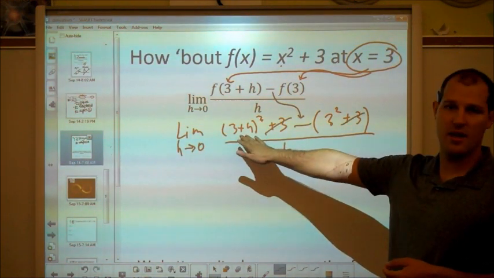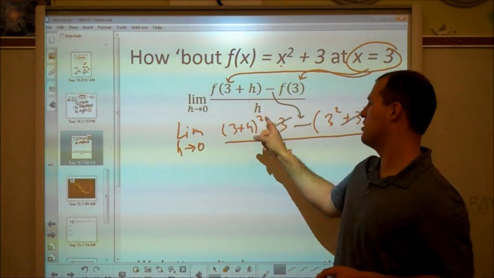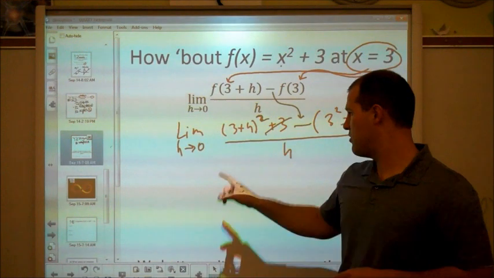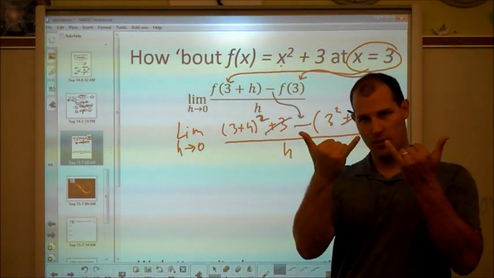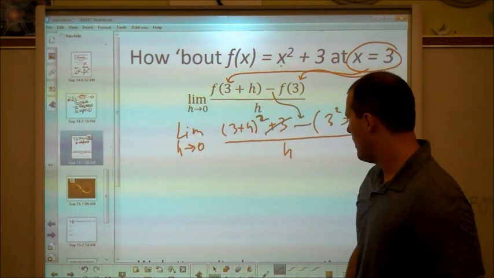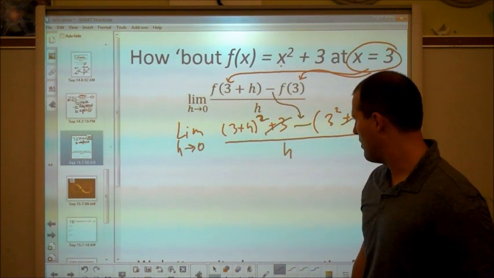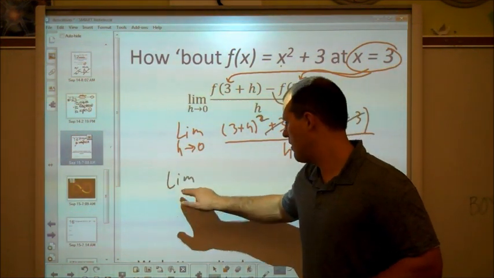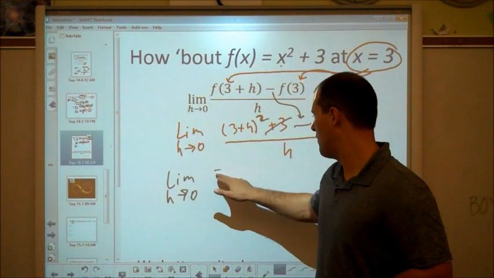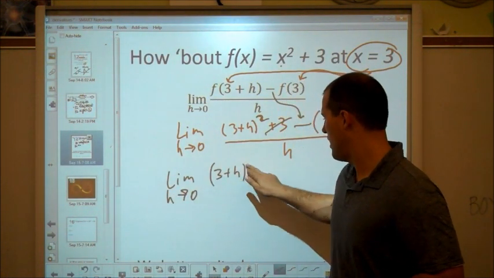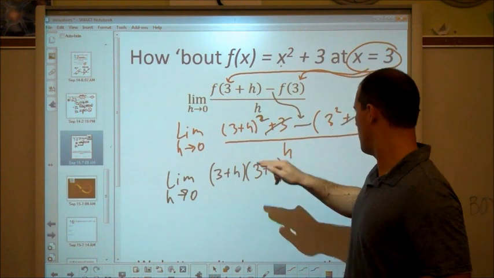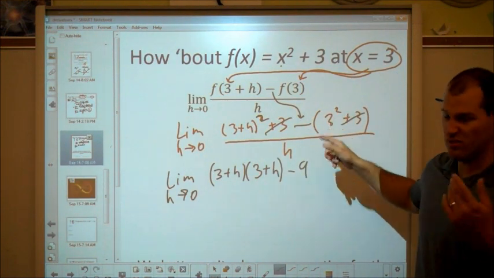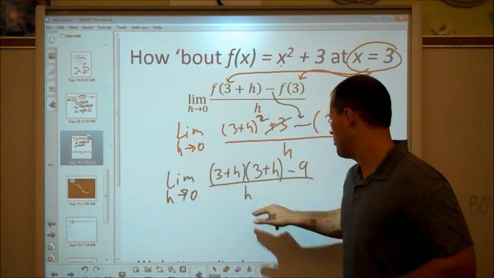Be careful with this, especially coming off summer. A lot of people want to just distribute that square. That's a 2, by the way. You can't do that. You have to actually take those two binomials and multiply them together. And so I'll write out what that looks like just so you can follow along a little more easily. Limit as h approaches 0 of 3 plus h times 3 plus h. That's what squared means after all. And then we have a minus 3 squared. I'm going to write not minus 9, 3 squared is 9. Put that over h.